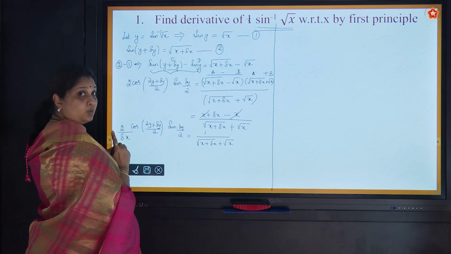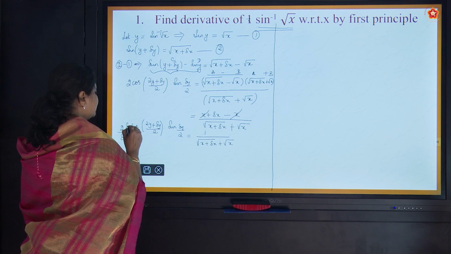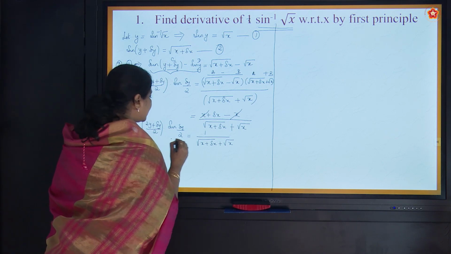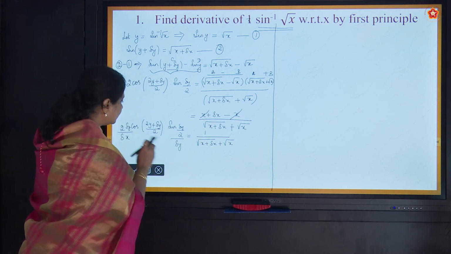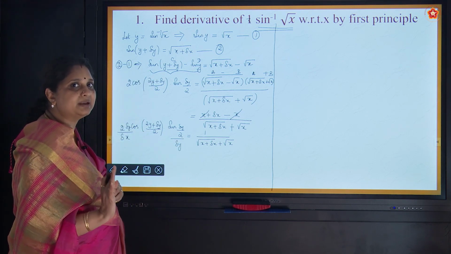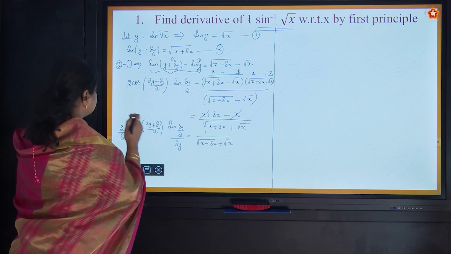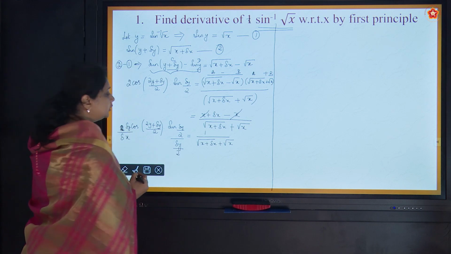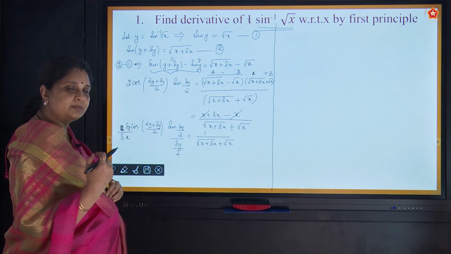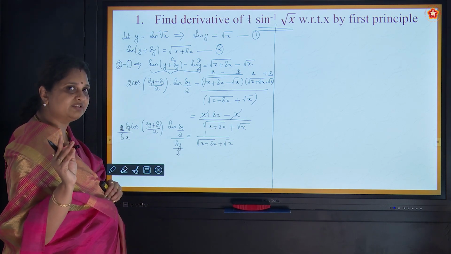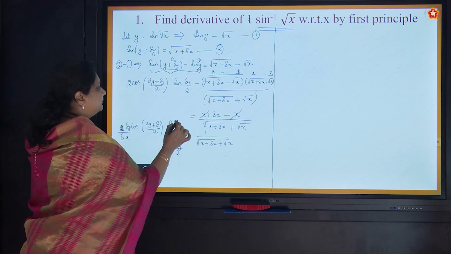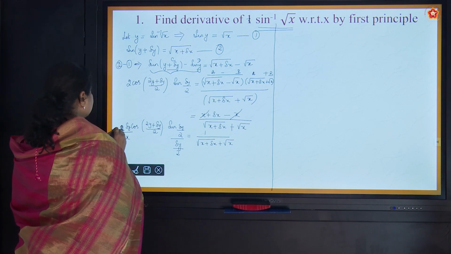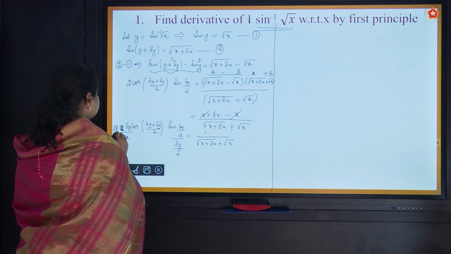Now I need delta y by delta x. So I'm going to multiply and divide by delta y. I've multiplied here, and let me divide it here. It's all one equation, just replacing it in different places for my convenience. Not only that, this 2, I'm going to take it and put it here. You all very well know that limit x tending to 0, sin x by x is going to give me 1. So I'm trying to bring that form here. Now I'm going to apply the limits delta x tending to 0.